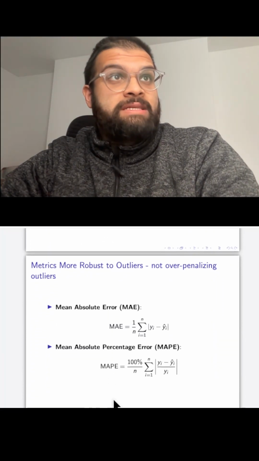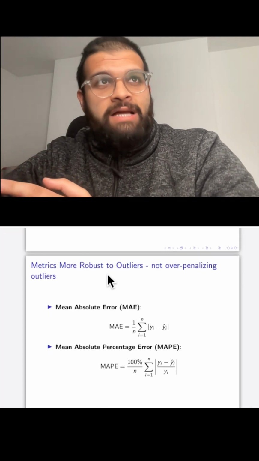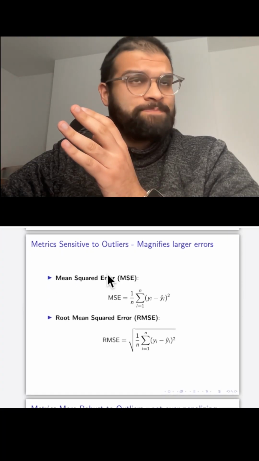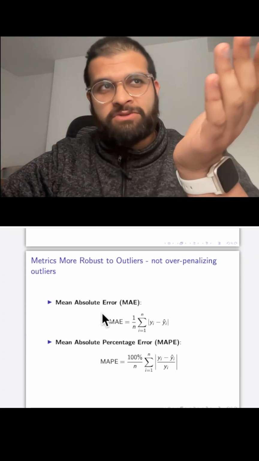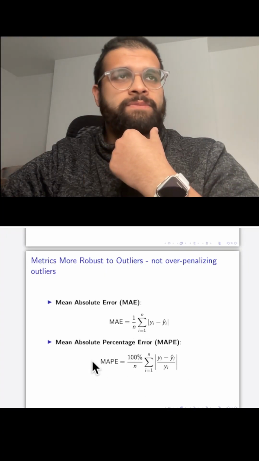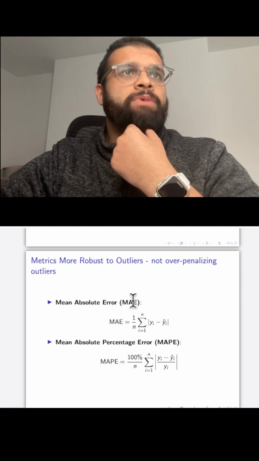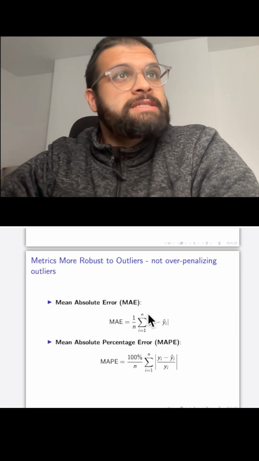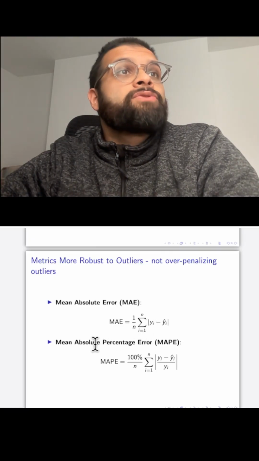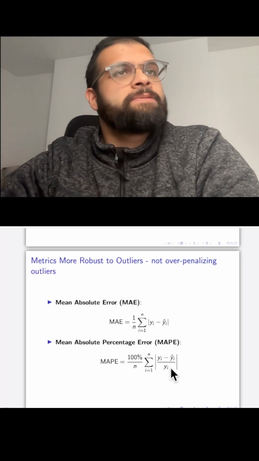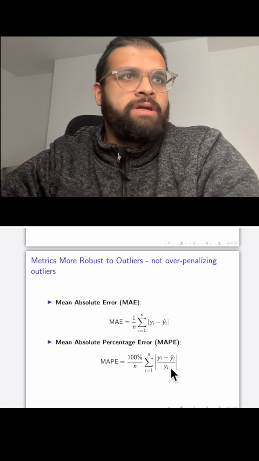The next group is the metrics that are quite robust with outliers, so they don't over penalize the outliers, such as this group here. So we have the mean absolute error and then the mean absolute percentage error right here. And in the mean absolute error, again, it's the same unit as the target variable, so it's nice to understand. And one thing to note about the mean absolute error is that you don't want to have a division by 0, so just keep that in mind if you choose to use it.